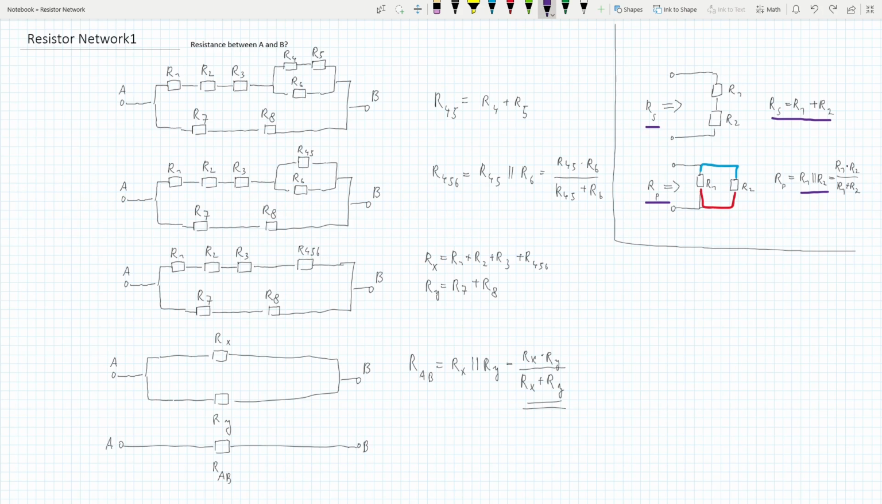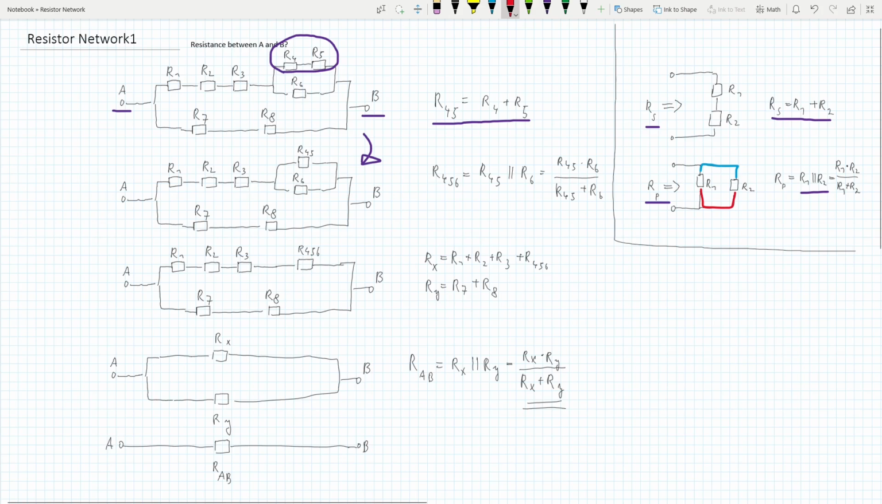Let's apply our knowledge to the network on the left. We want to figure out how we can calculate the resistance between the 2 points A and B. At first, we could start with R4 and R5. R4 and R5 are in series, so we sum them up to R4,5. Then we can redraw our circuit, which is already prepared.